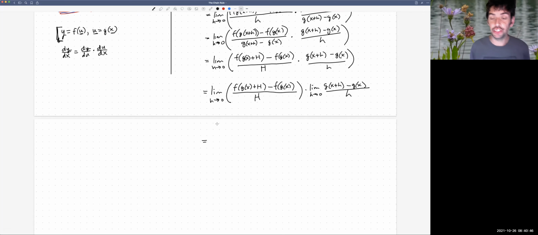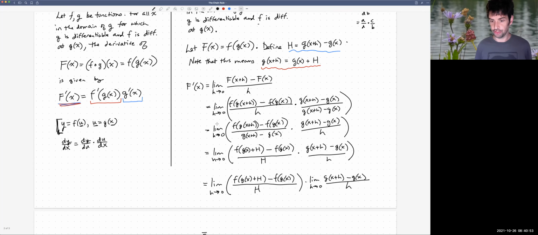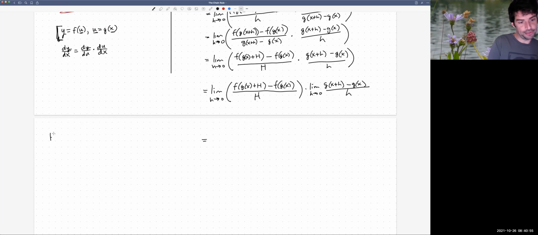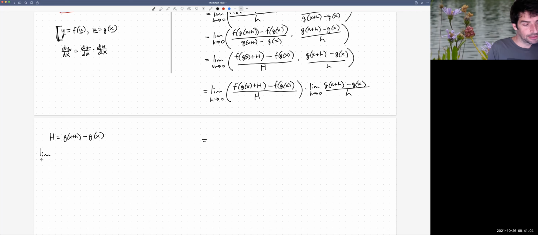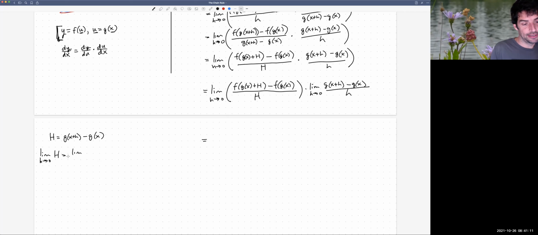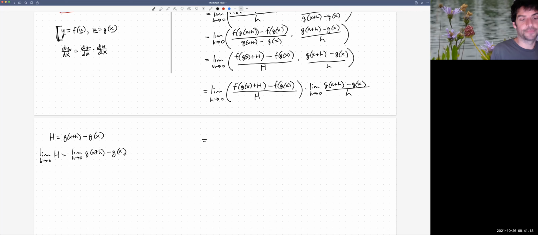I want to make a switch to this limit here. Here's maybe the most hand-wavy part. Let's look at capital H. Let's do this off to the side. So I'll remind us, capital H is equal to g of x plus h minus g of x. What happens, the limit as little h goes to 0 of capital H is the limit as little h goes to 0 of g of x plus h minus g of x.